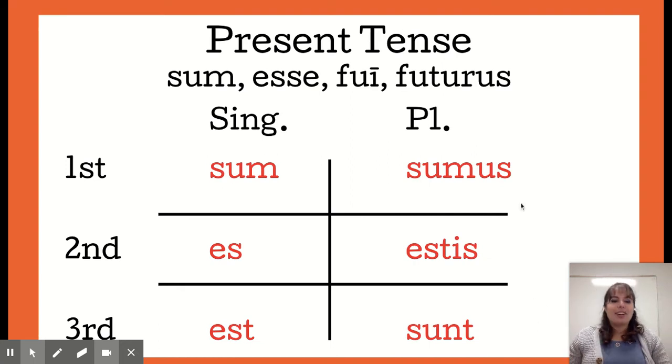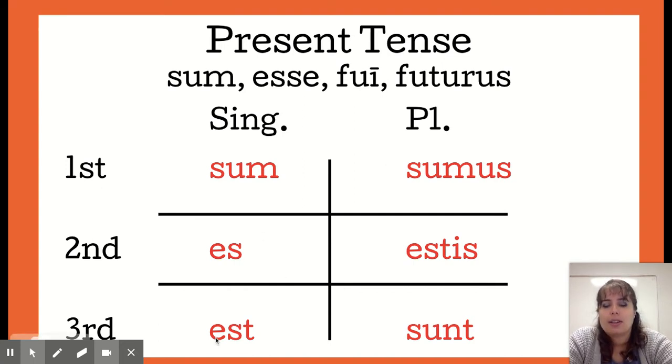All right, and then we have our lovely irregular verb, sum, esse, fui, futurus. This is just one that you have to memorize because it's irregular, so it doesn't necessarily follow all of our normal patterns. So sum, es, est, sumus, estis, sunt. This is our verb to be. So sum, I am, es, you are, est, he, she, it is, sumus, we are, estis, y'all are, and sunt, they are. This is used typically with adjectives or predicate nominatives or things like that.